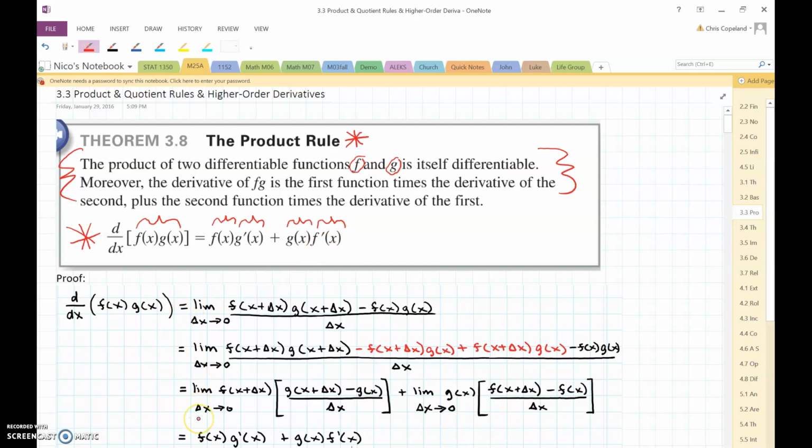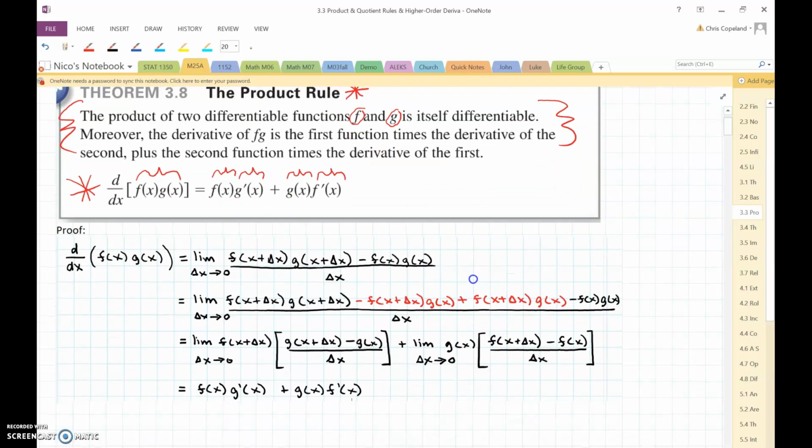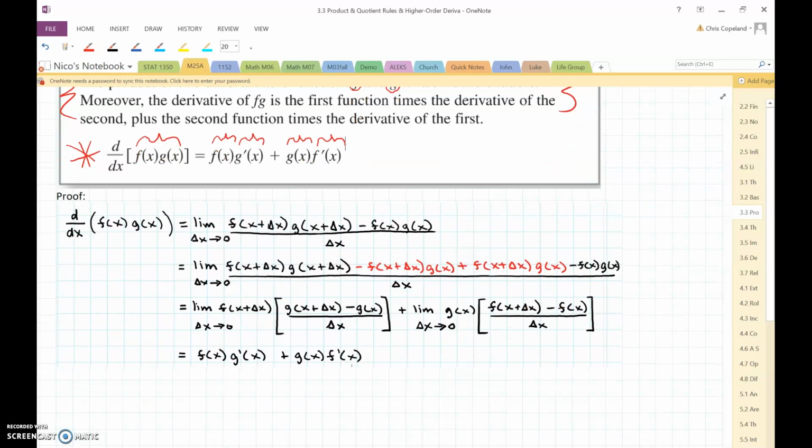We're going to go through the proof of this rule to see where it comes from. This is, again, another proof that I definitely could ask you to reproduce on the next test. So make sure that this makes sense.